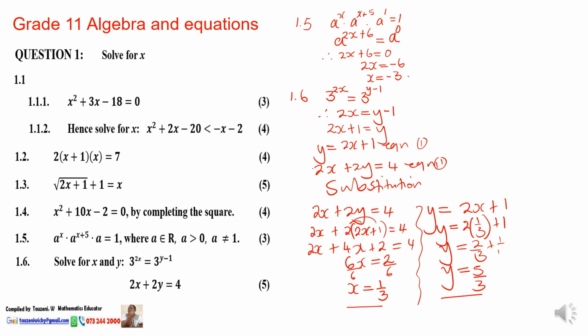This is grade 11 mathematics paper 1, question number 1. We need to know how to work with equations and inequalities and algebraic expressions. That is definitely what they ask in question number 1.